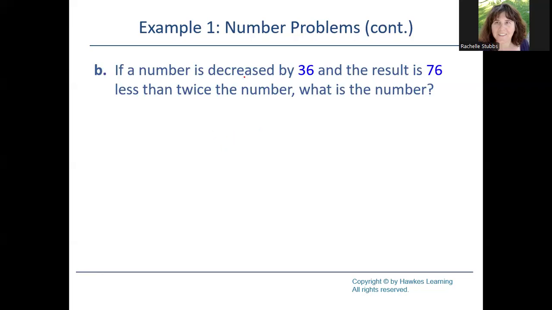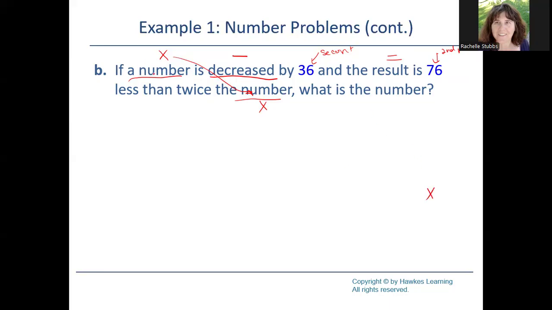If a number is decreased, what does decreased mean? It means subtraction. By 36. So 36 is going to be second. And a number, that's my x. The result is also the same way you say it, there's our is, equals. 76 less than. So that means I'm going to subtract. This is also going to take a second place position. Twice the number. Here's the number again. Whatever number we used here, it's going to go here, so x. And then it asks us what is x.